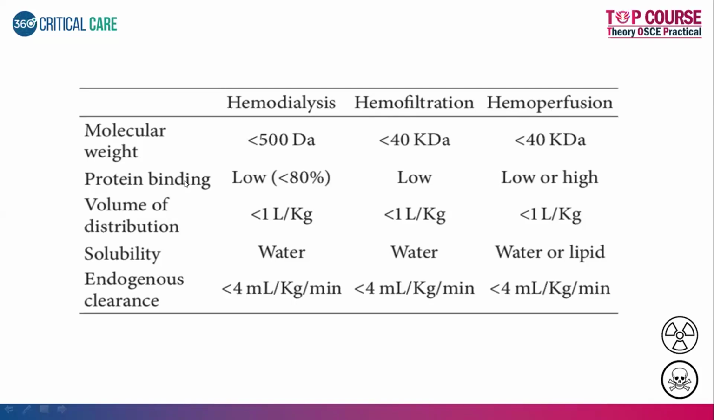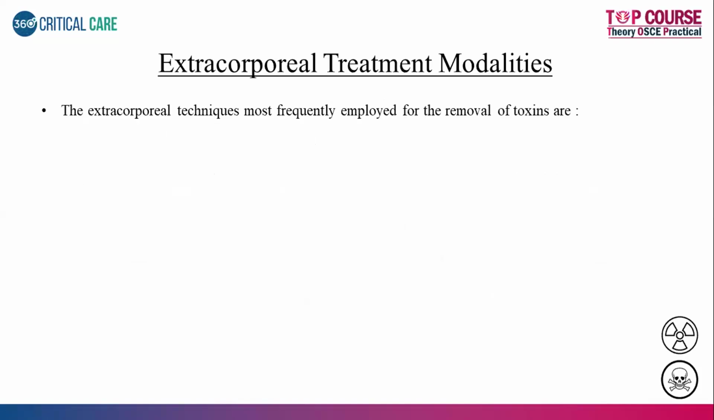Now protein binding, as I told, it should be low. If it is low, then it can be removed by hemodialysis. For hemofiltration also, the protein binding should be less. But with hemoperfusion, even if the toxin is highly protein bound, you can remove it. Now coming to the volume of distribution. Everywhere, it should be a small volume of distribution. Solubility, yes, it should be water soluble, but hemoperfusion can even remove lipid soluble drugs. And endogenous clearance for all, as I told, should be less than 4 ml per kg per minute.